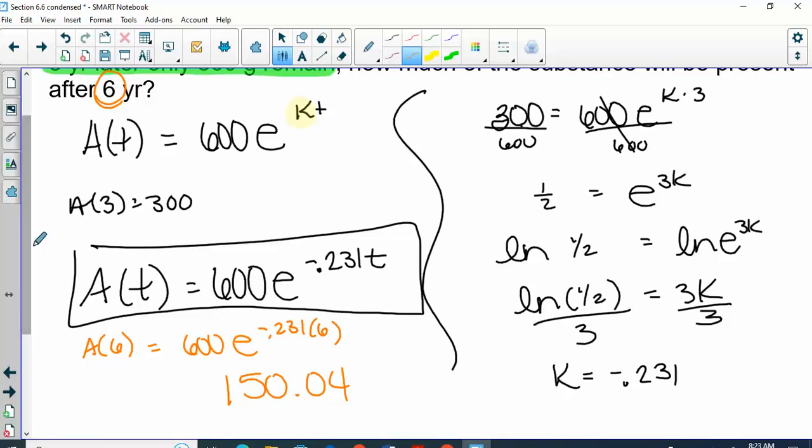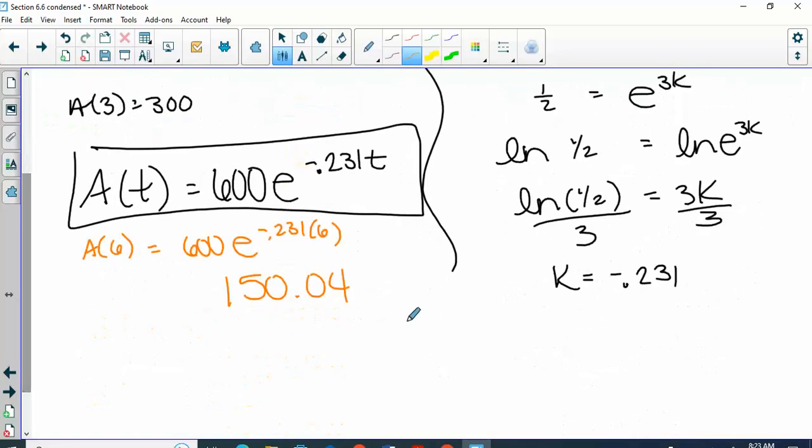The amount was measured in grams. So is this exponential growth or decay? Decay. We have less as time goes on. All right. Questions there?